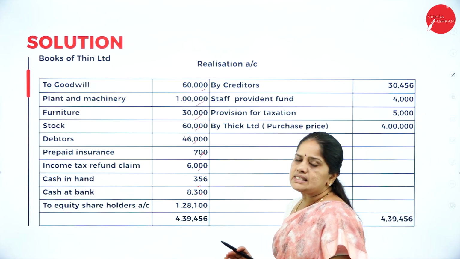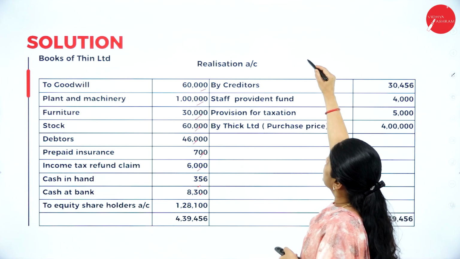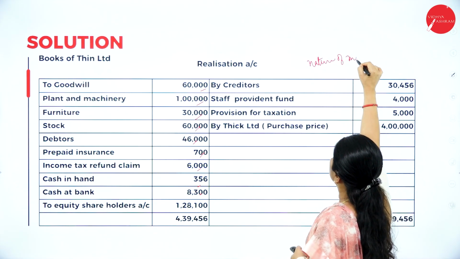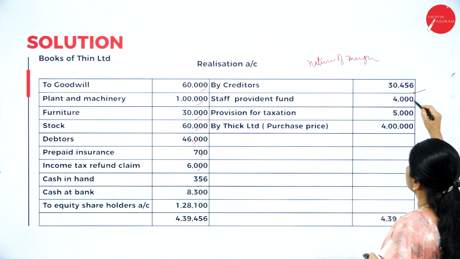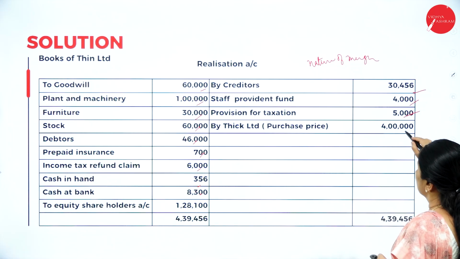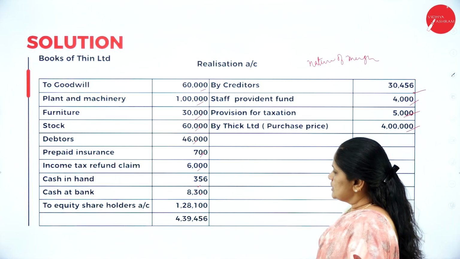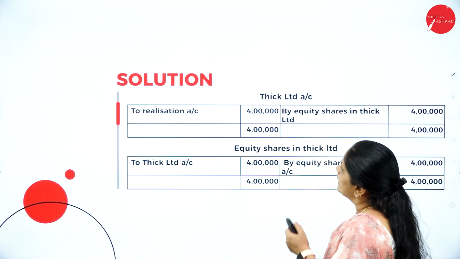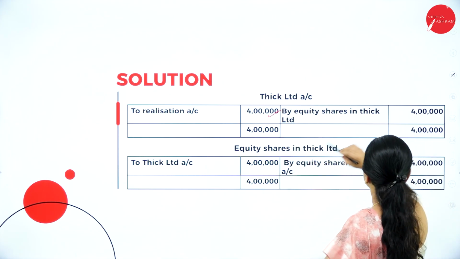So all the assets, whether fictitious or not, everything will be transferred, in the nature of merger. So we'll transfer as it is. Then creditors, staff provident fund, provision for tax, purchase price. So 4,39,000. So there is a profit of 1,28,100. Then next, TIC Limited account debtor to realization, 4 lakhs.